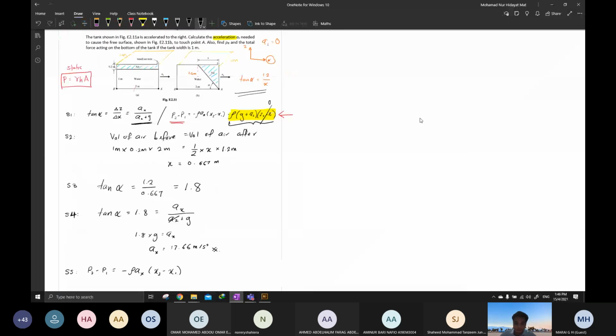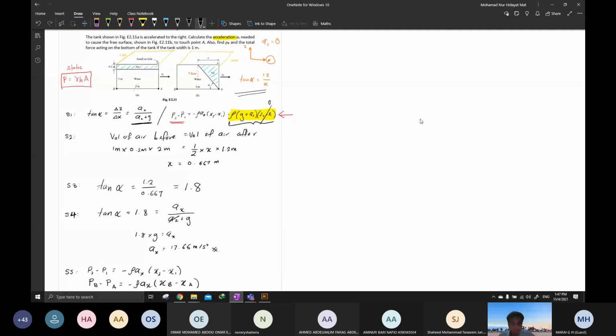So now we can relate point A and point B. Let's say P2 is point B, minus PA equal to negative rho Ax. This is 2, this is 2. Definitely this is B, sorry. We consider point A and point B. Why? Because for point B we are going to get the answer, and point A we already know is equal to 0. The pressure at point A equal to 0.